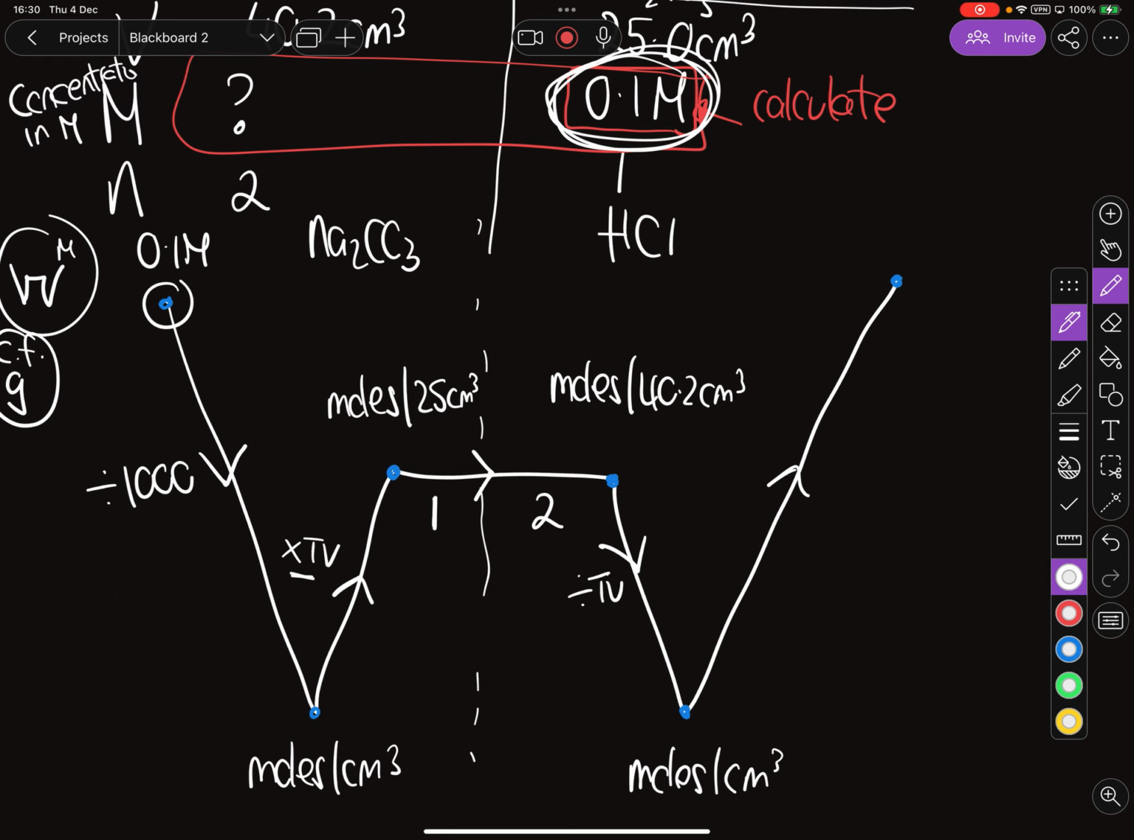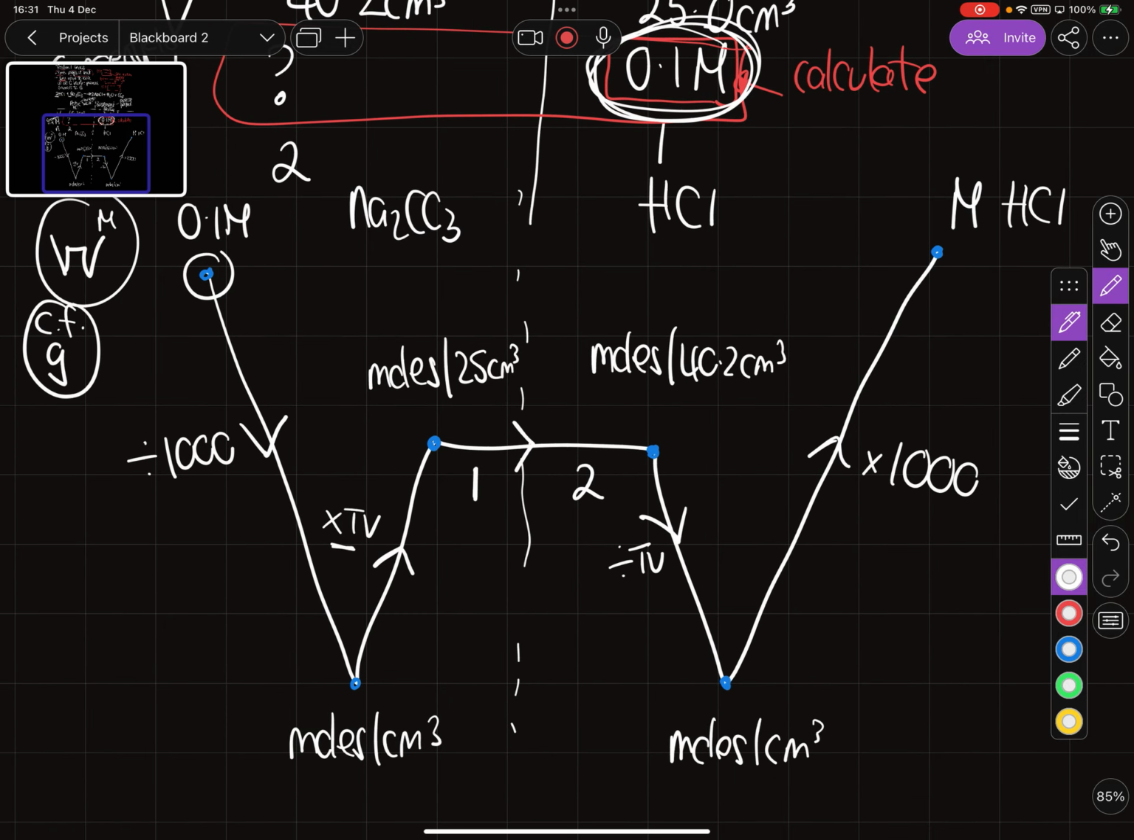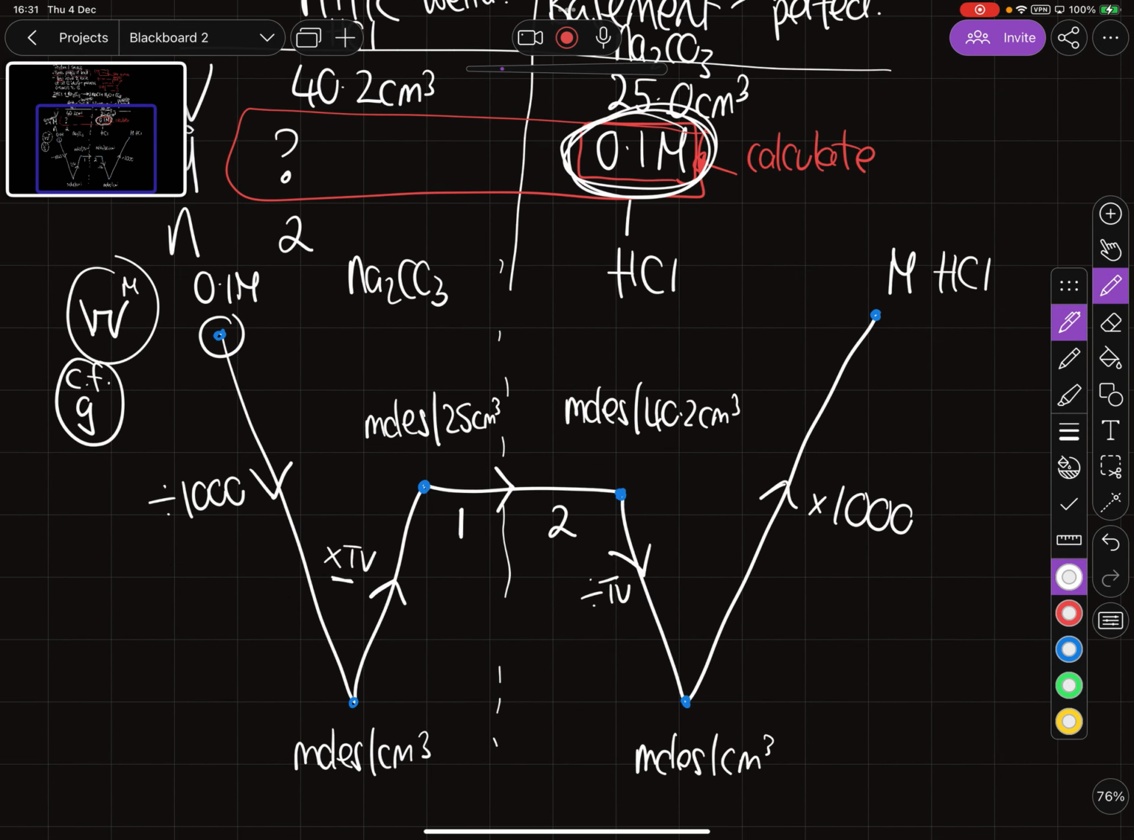And then finally, the last part, we're going up. I'm trying to find my big M value of my HCl. So I'm going to be multiplying it by 1 because I had 1 centimeter cubed here, multiplied by 1,000 to turn it into moles per 1,000 centimeters cubed. So we start our maths.